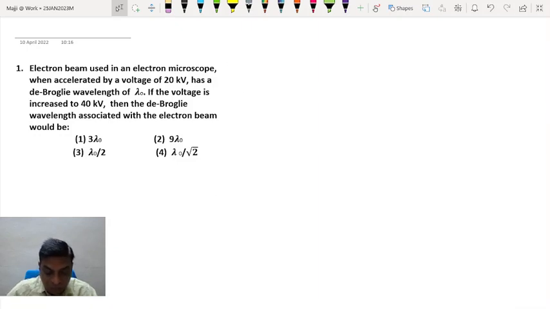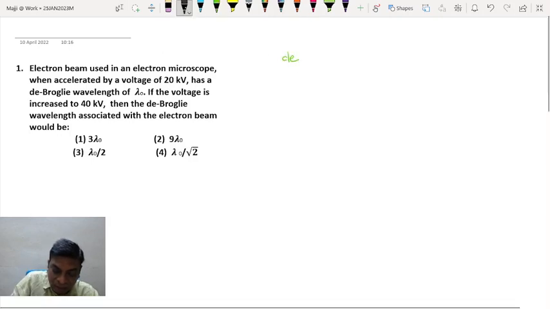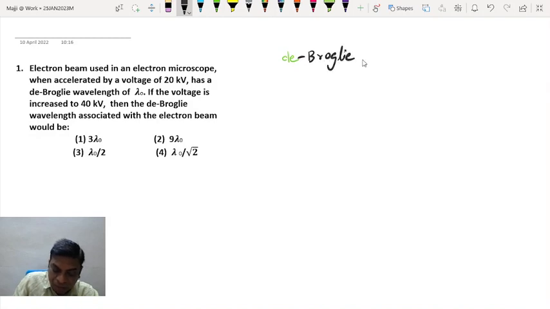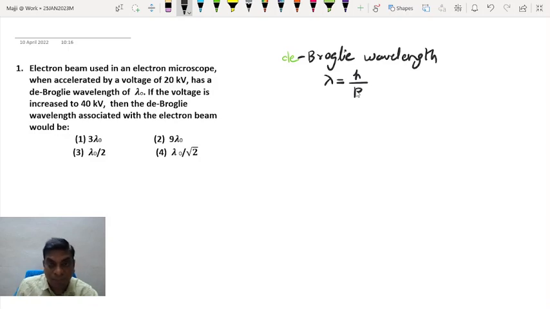An electron being used in an electron microscope, when accelerated by a voltage of 20 kilovolt, has a de Broglie wavelength of lambda naught. If the voltage is increased to 40 kilovolt, then the de Broglie wavelength associated with the electron beam will be? So here the question is based on de Broglie wavelength. As we know, the formula for de Broglie wavelength is h by p, where p is the momentum.